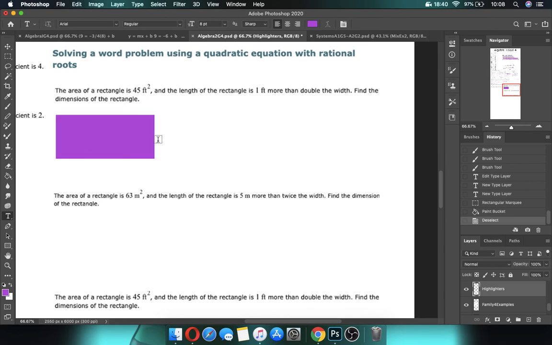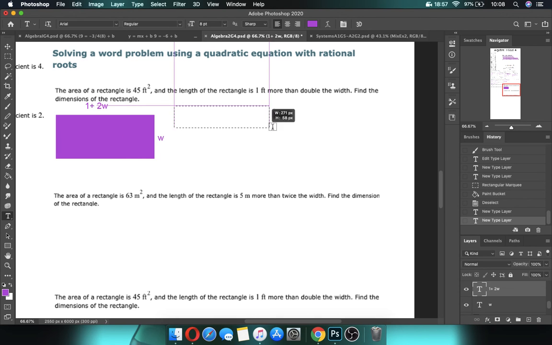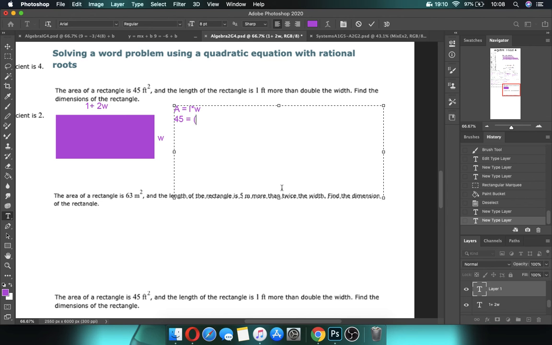We do have a width that we don't know anything about, and then we do have a length that is very specific. It is 1 more than double the width. Hey, dimensions. We can work with dimensions. And what are we told? We're told the area. Okay, we can work with that. So area is length times width, right? So the area is 45, so that's going to equal our W times our 1 plus 2W.